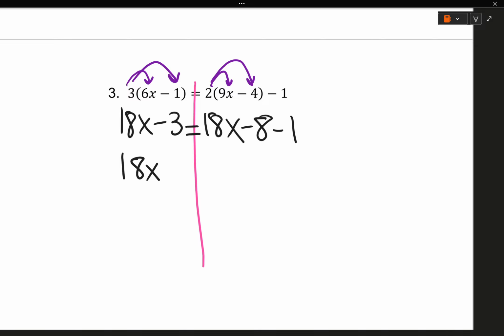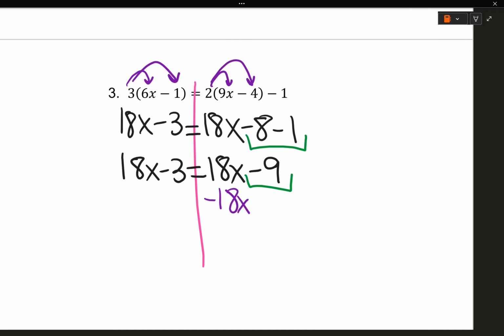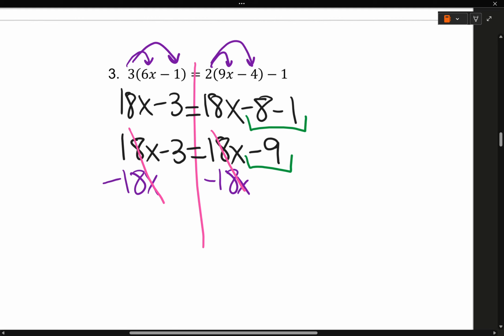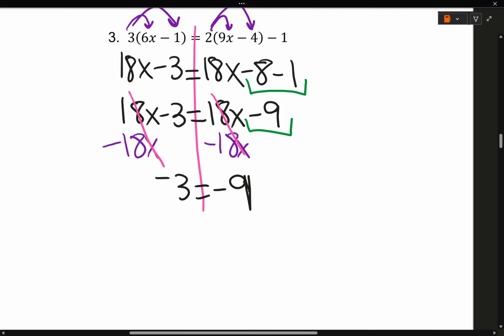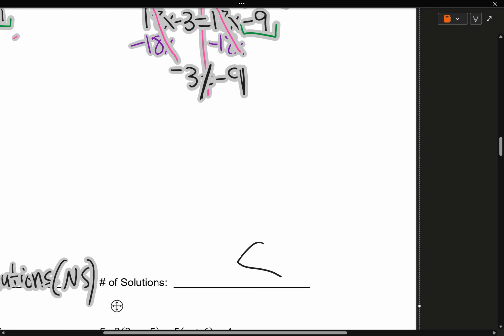Let's combine the like terms on the right side. So I'm just going to rewrite the left. Keep 18x on the right. -8 minus 1 is -9. Once again, let's bring the x's to the left-hand side by subtracting 18x from both sides. I'm left with -3 equals -9. Does -3 equal -9? Absolutely not. No solution.